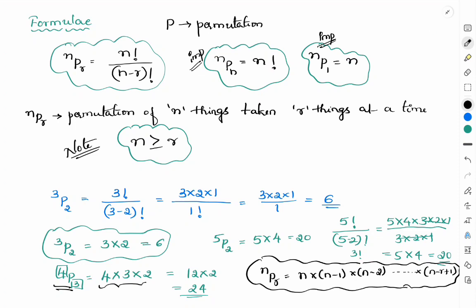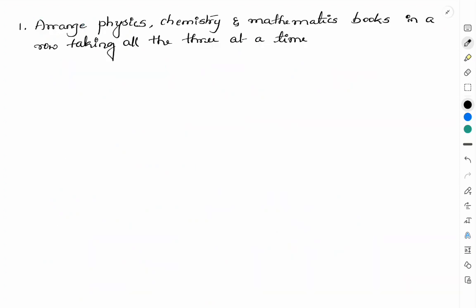Now let us discuss a few problems related to permutations. Here is the question: arrange physics, chemistry and mathematics books in a row, taking all the three at a time. So you are given three books. Physics I'll represent as P, chemistry C and mathematics M. We have to arrange them in a row, taking all the three at a time. So let us see how many different ways we can arrange the books.